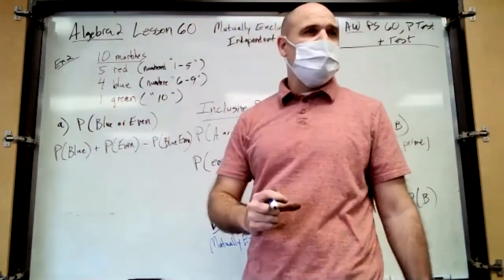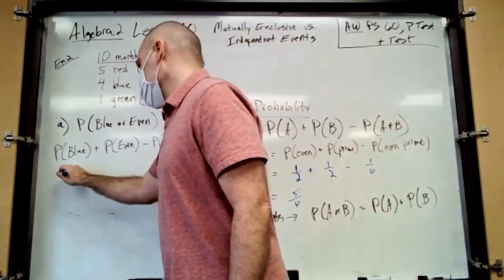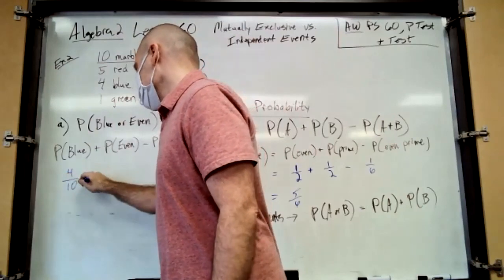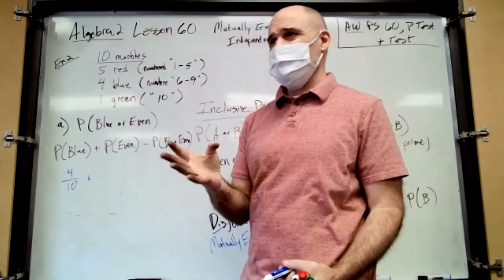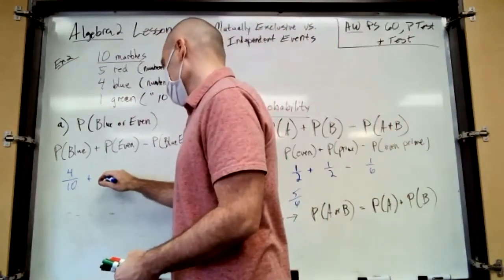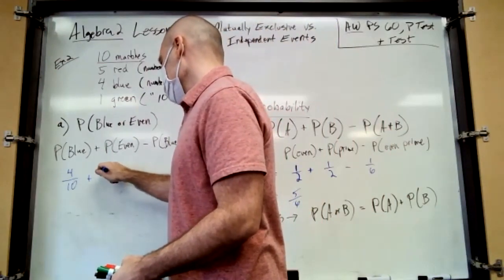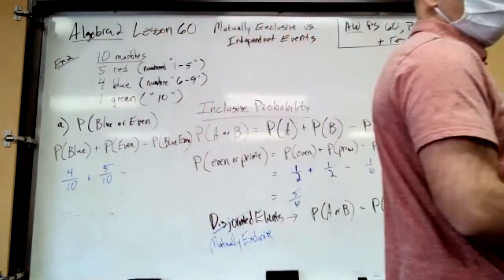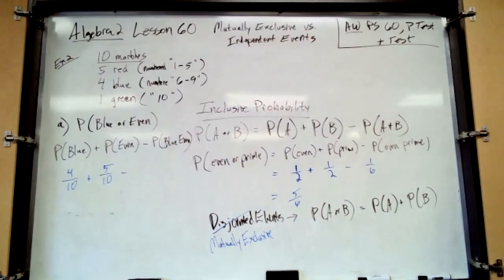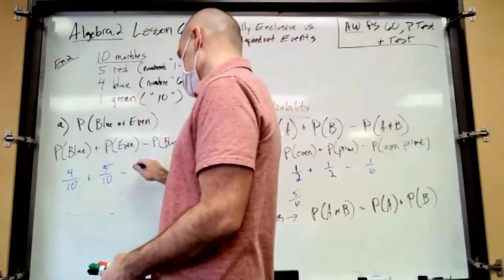What's the probability of getting a blue? 4 out of 10. And then even? 5 out of 10: 2, 4, 6, 8, and 10. And then what do they have in common? They have 2 out of the 10, right?